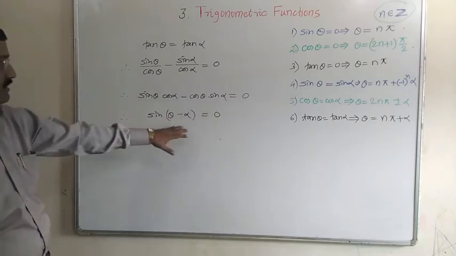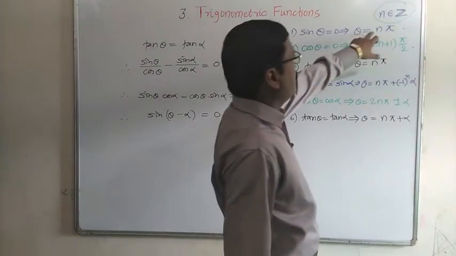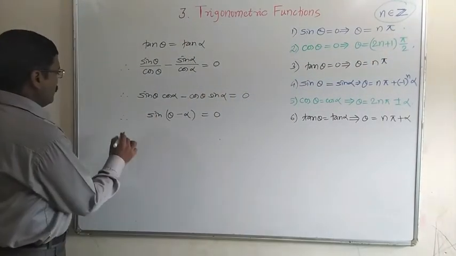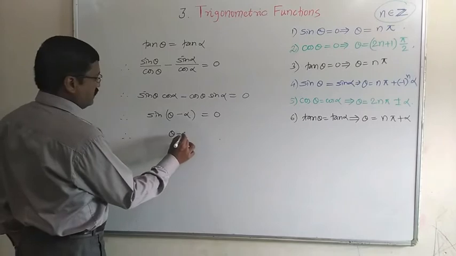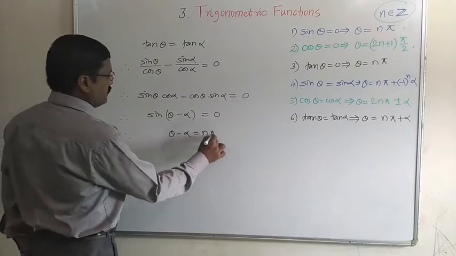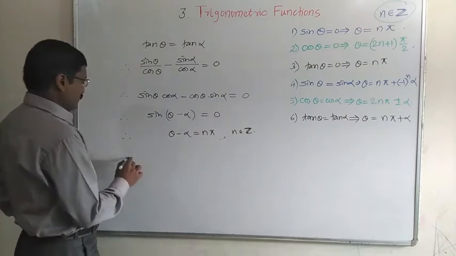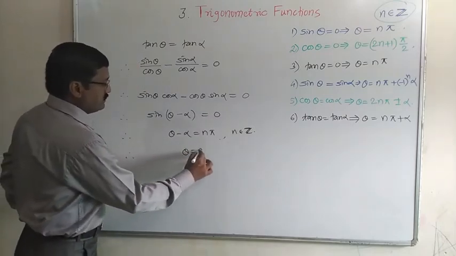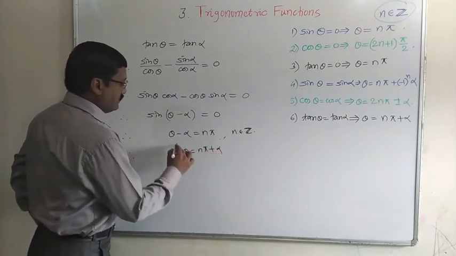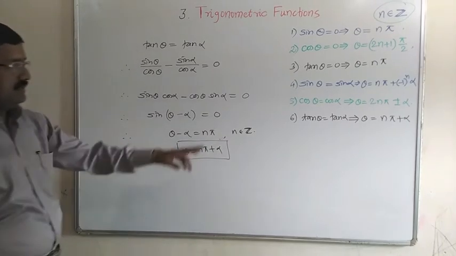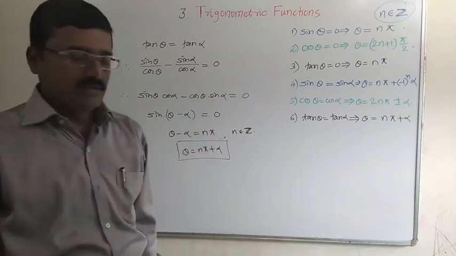Now sin of an angle equal to 0 means the angle is equal to n pi. So using the first result, we get theta minus alpha equal to n pi, where n belongs to the set of integers. Therefore theta is equal to n pi plus alpha. That is the required result for the sixth important result.